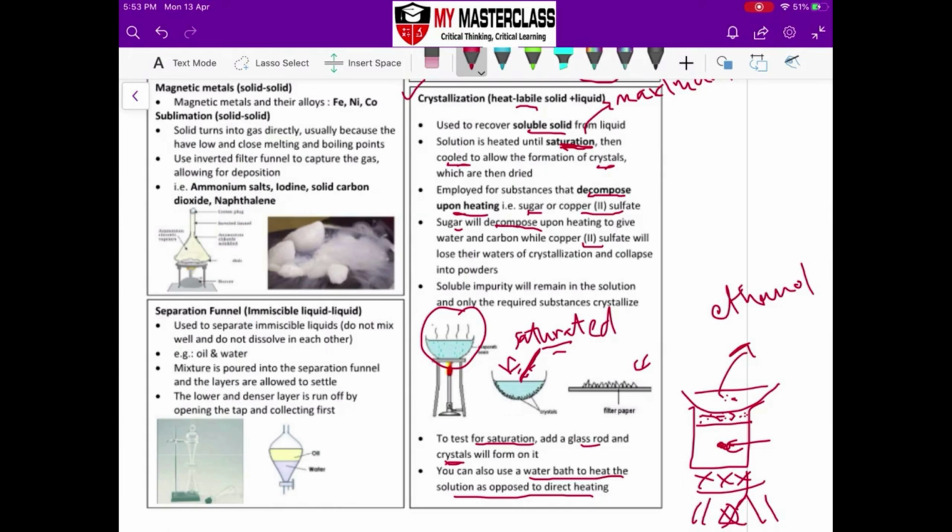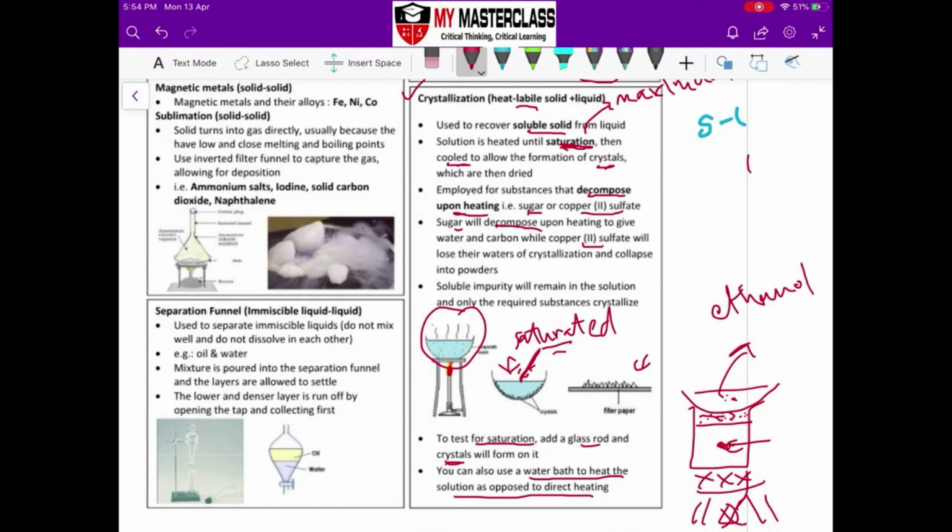So we have looked at how to separate a solid liquid mixture. Under the solid liquid mixture, we look at whether your solid is soluble. If it is soluble and heat stable, we evaporate to dryness. If it is not heat stable, we heat to saturated solution. If your solid is insoluble, we use filtration, because the particles are too big to pass through the pores of your filter paper, and they will be trapped on the filter paper as residue.